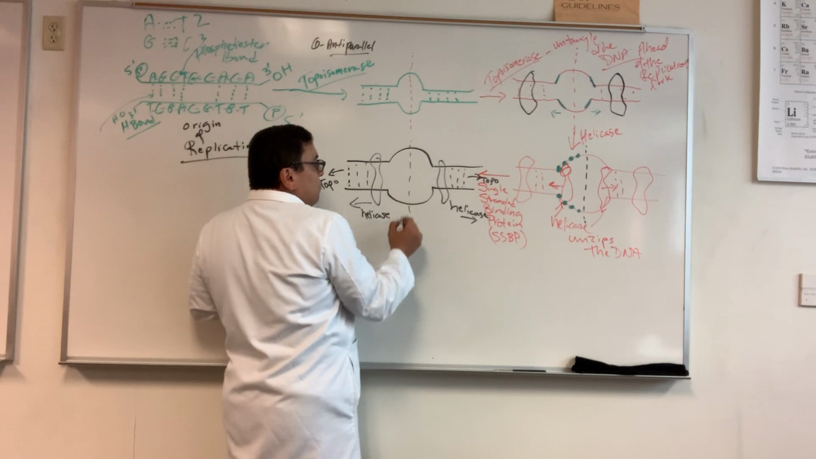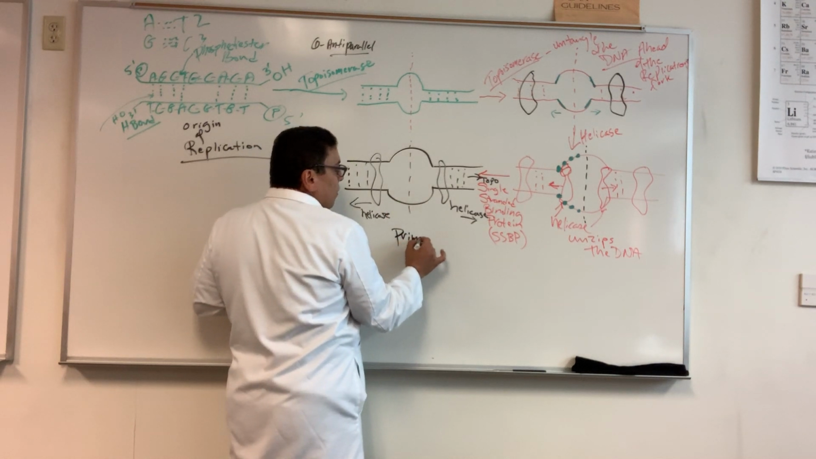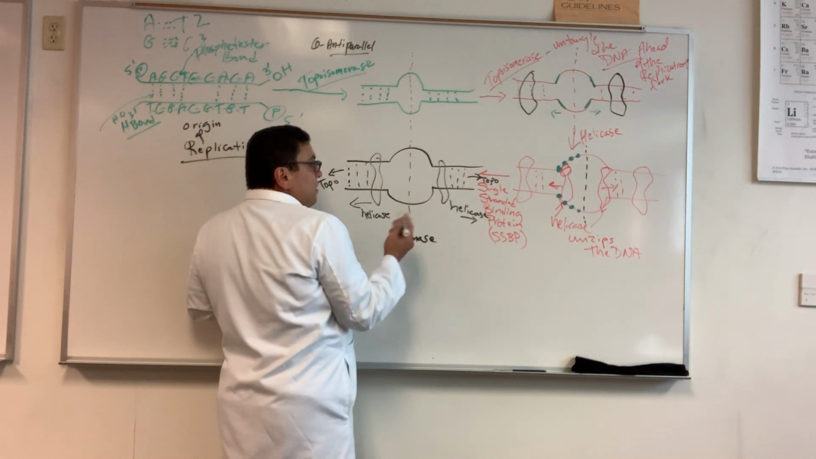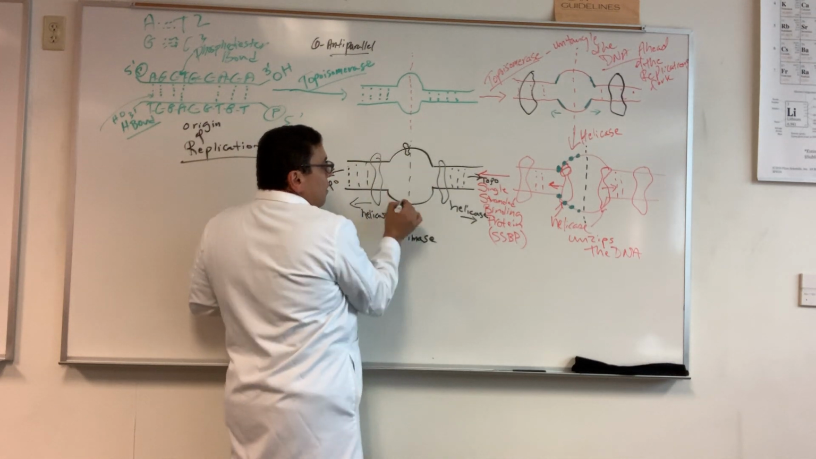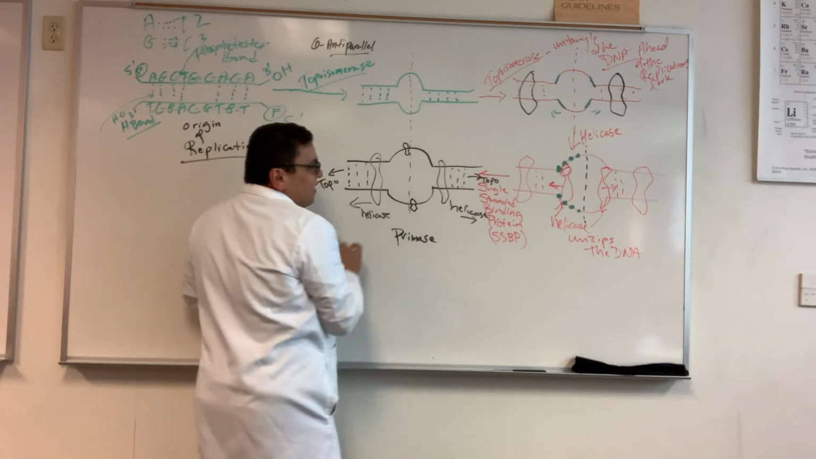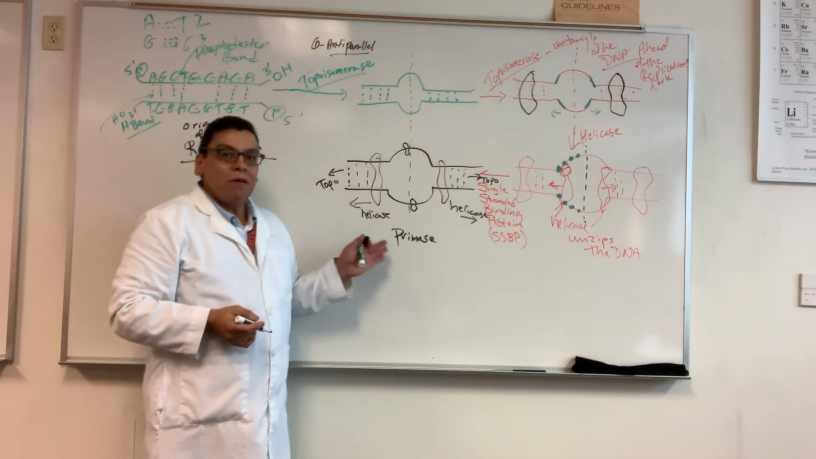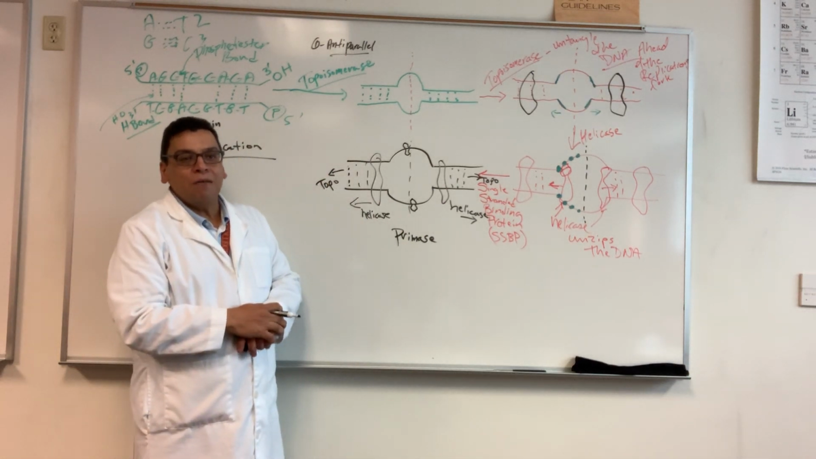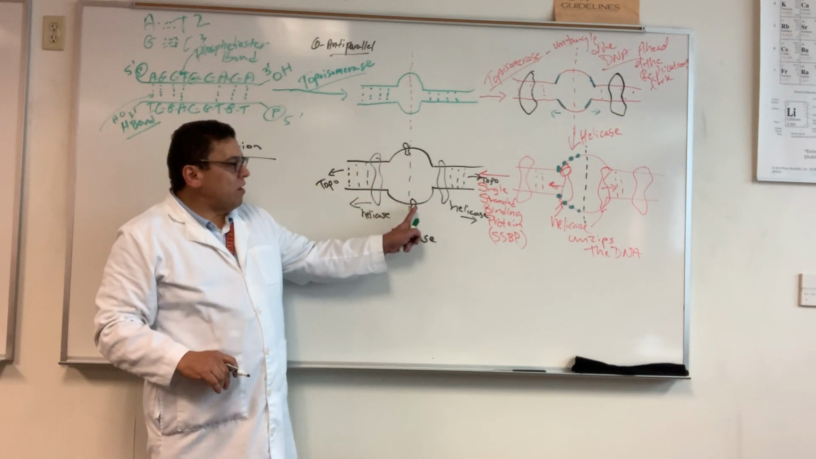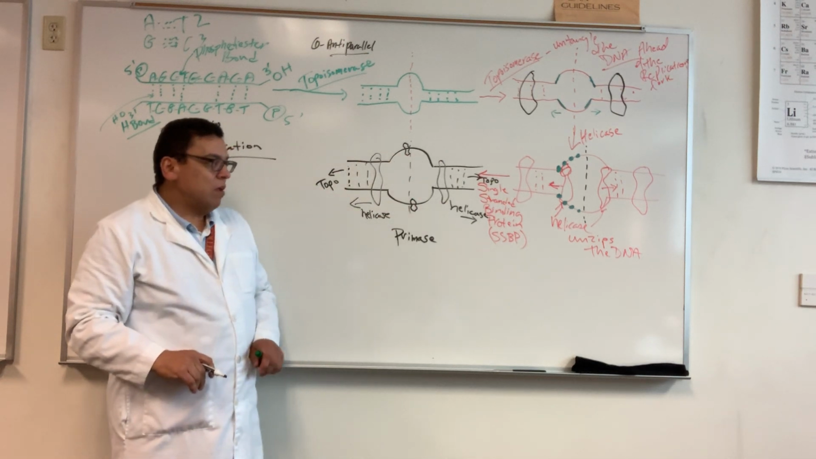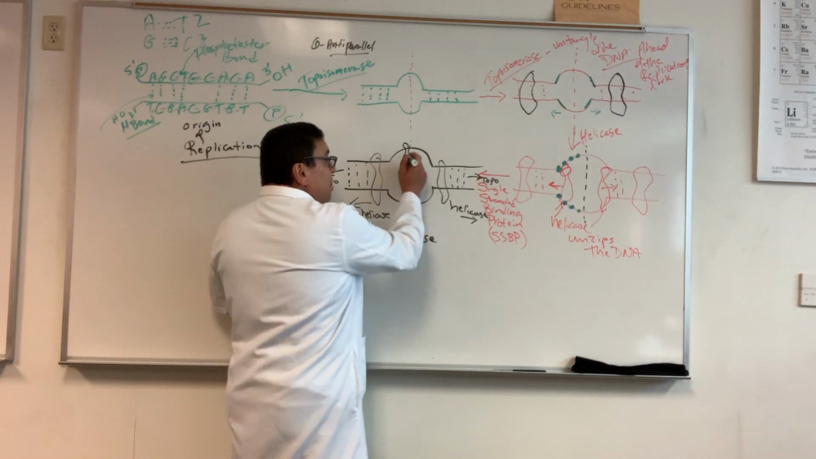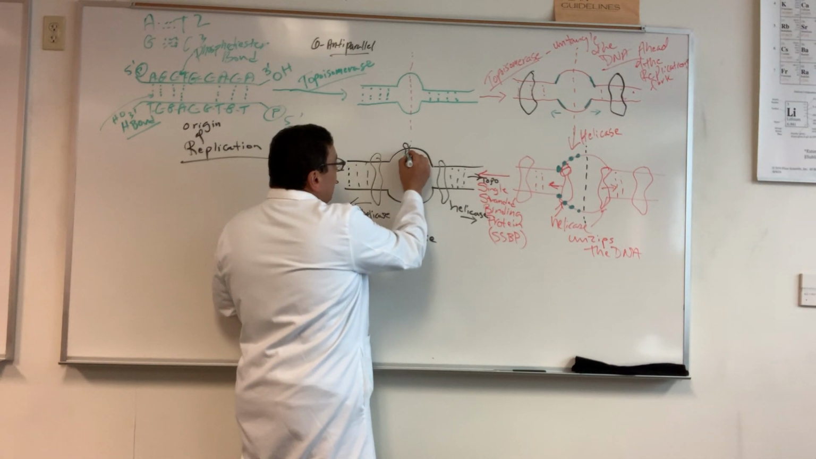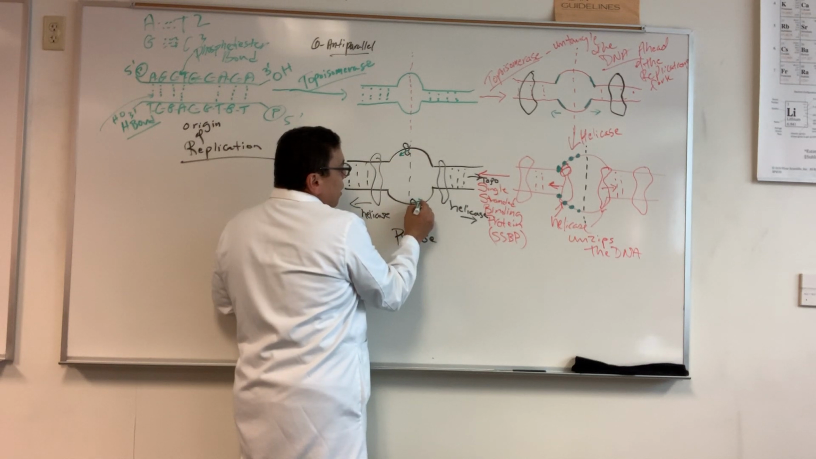The next one that comes in is primase. Primase is an enzyme. It will sit right here, and another one will sit here. See, this is what I was telling you. It's a mirror image, but it's an upside down image. Whatever is happening here is happening here. And primase is going to make a little tiny primer going this way and going this way.